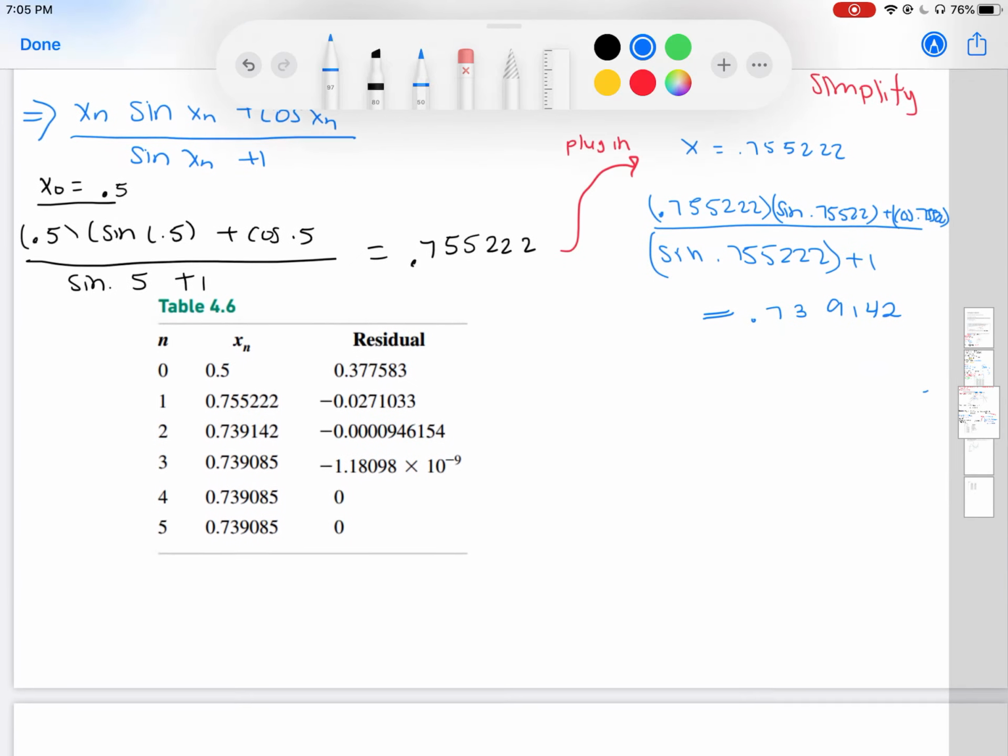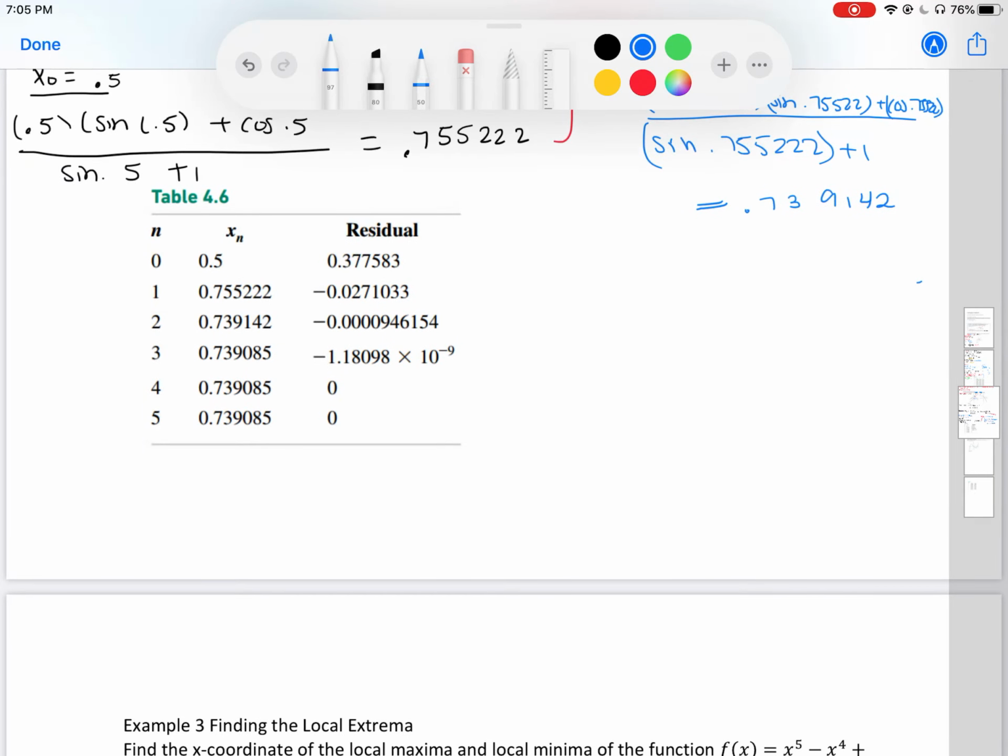Now, again, for the sake of not making the video too long, I have these answers here. So our first one, we got 0.755222. Then we got 0.739142. And if you repeat it, repeat and repeat, we get something that's close to 0.739085. So 0.739 is a good answer. So we can say that our functions meet when x is equal to 0.739.